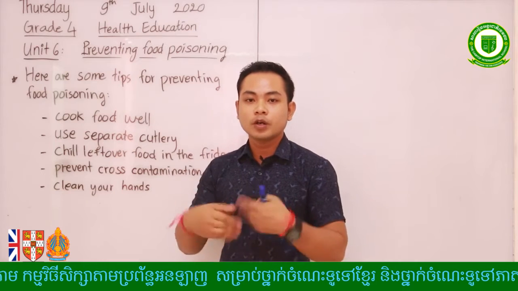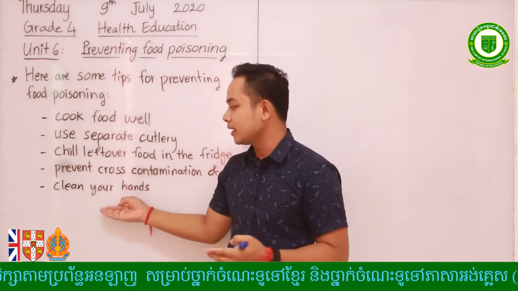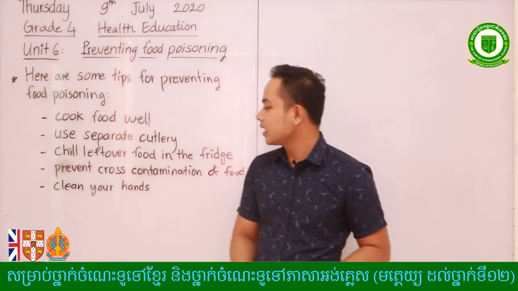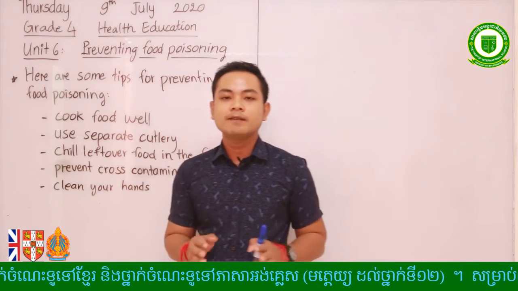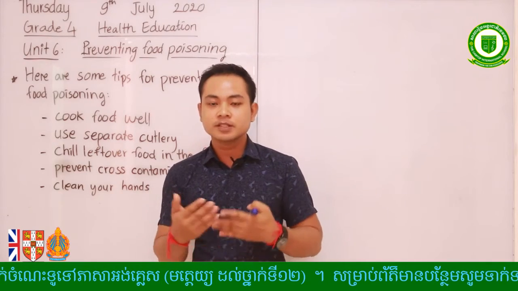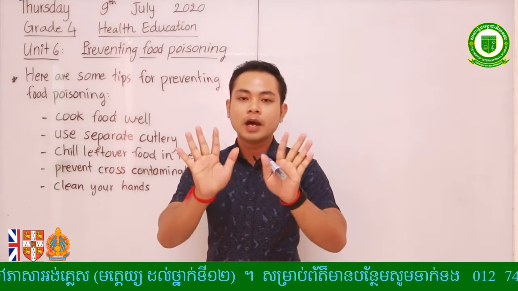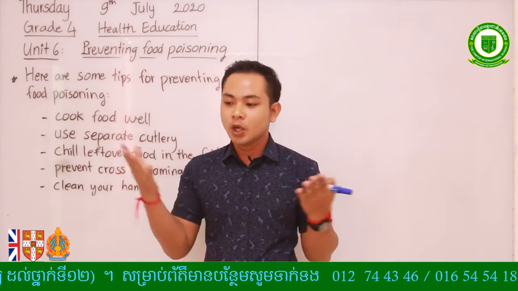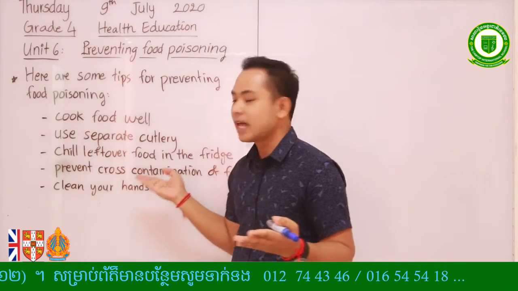Okay, so we should wash our hands properly first. That's going to be another step. Clean your hands, the last one. Clean your hands with soap. Soap can remove the germs. Soap can kill germs. Soap can remove the dirt from our hands so that when we are eating food, we eat the safe one. No cross-contamination of food.